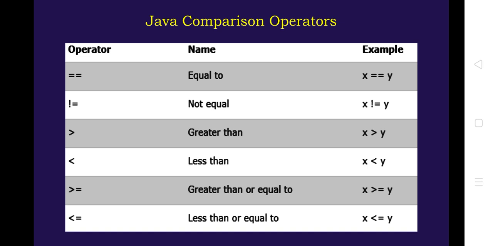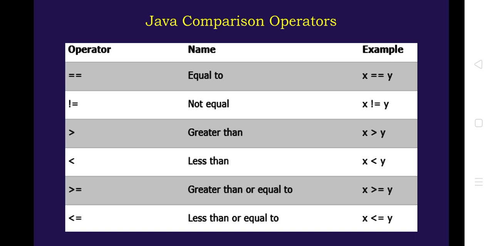The answer will be yes or true. Suppose x is equal to 3 and y is equal to 4, then y is not equal to x means 3 is not equal to 4. That time we get the answer as false. So the answer of these comparison operators will be either true or false, otherwise 1 or 0.